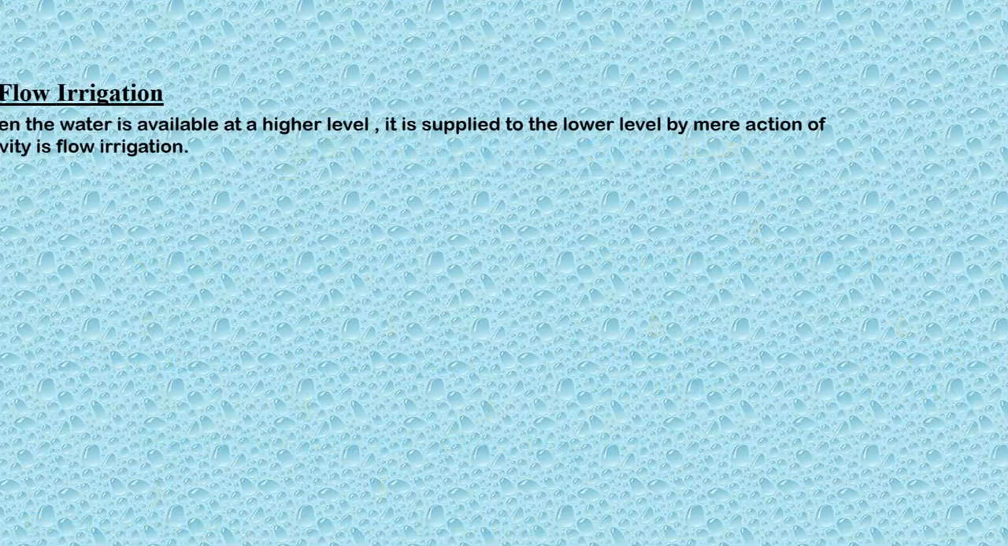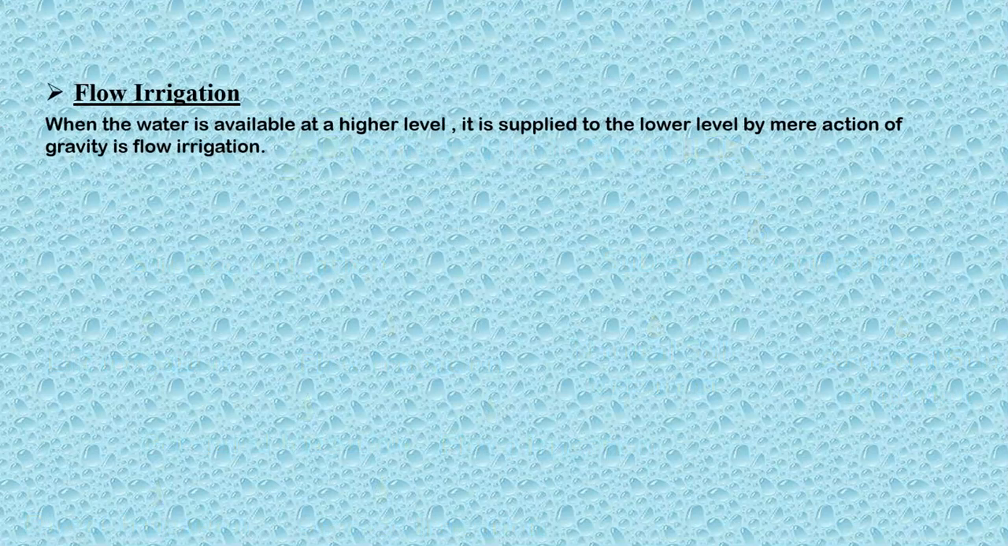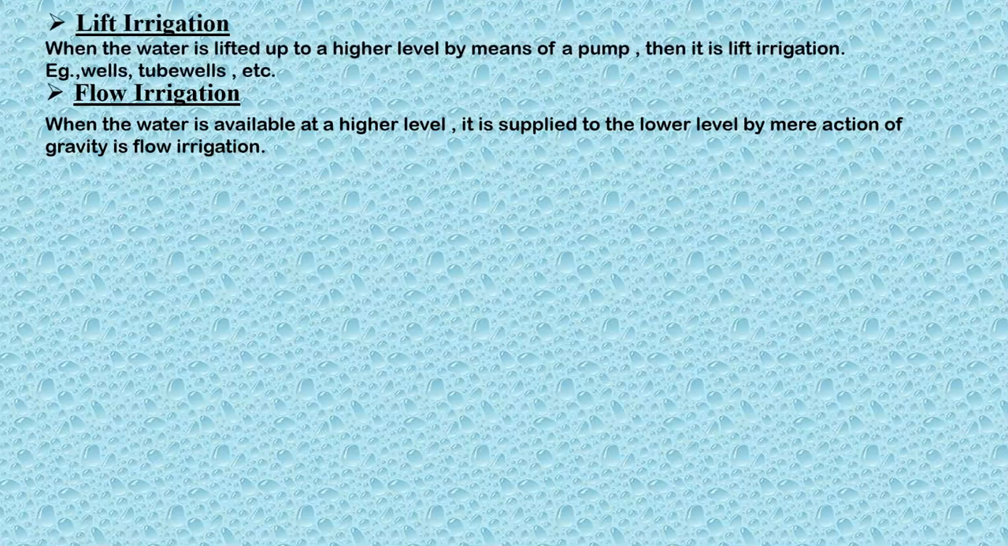Let's look at the definition of irrigation. Number 1, flow irrigation, which is a subclassification of surface irrigation. When the water is available at a higher level, it is supplied to the lower level by mere action of gravity is flow irrigation. And the next type of irrigation is lift irrigation. When the water is lifted up to a higher level by means of a pump, then it is lift irrigation. Examples are wells, tube wells, etc.